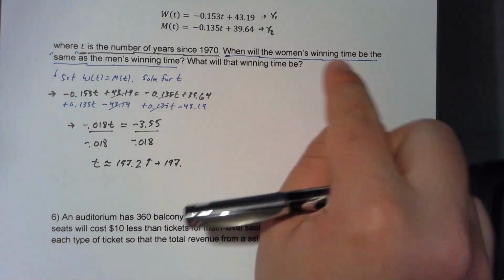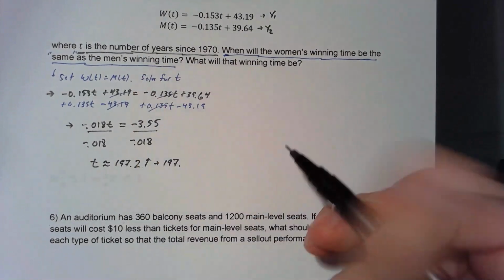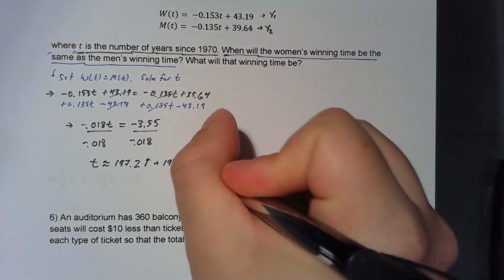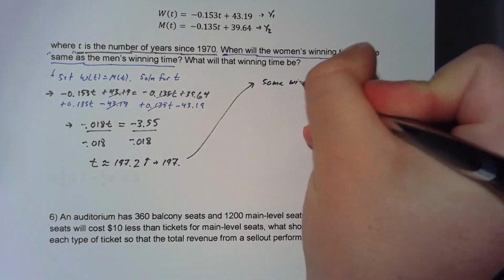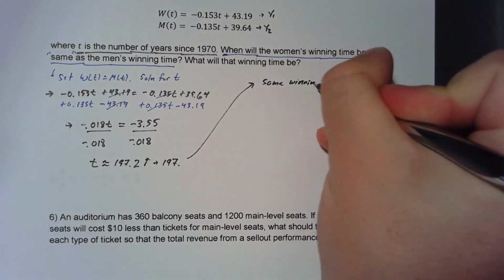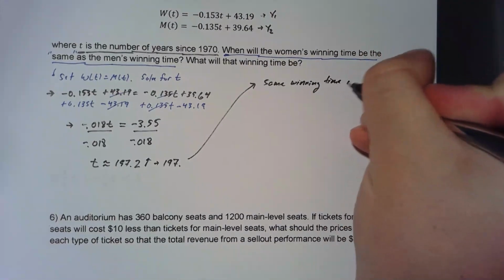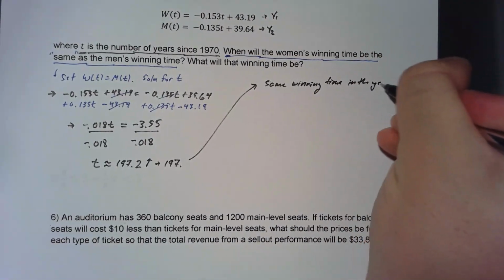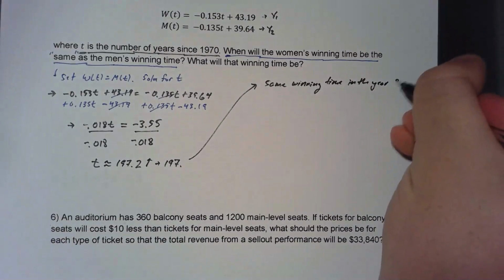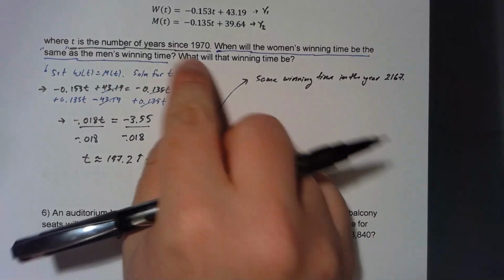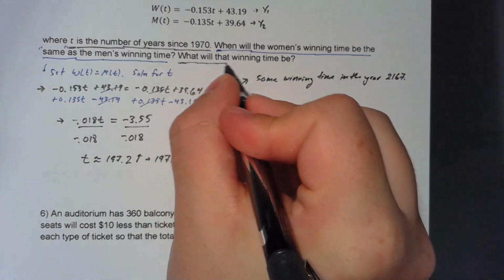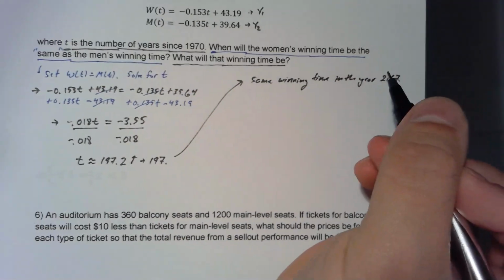So when will the women's time be the same as the men's time? Same winning time in the year 2167. Now, what will that winning time be? So what is the time?